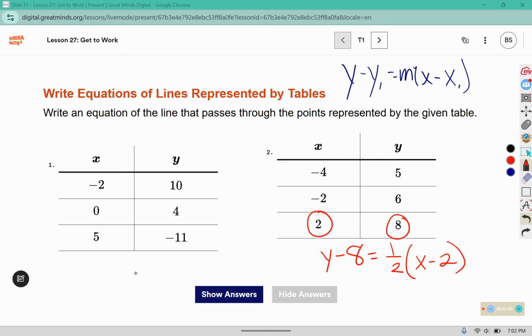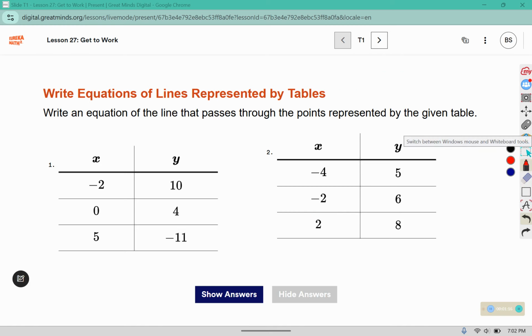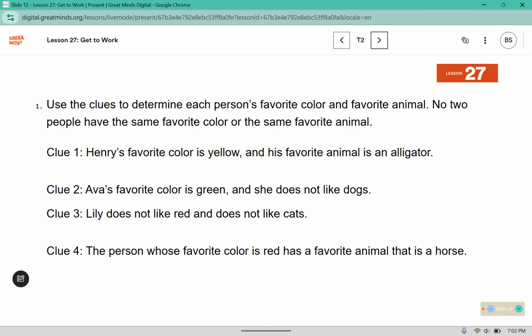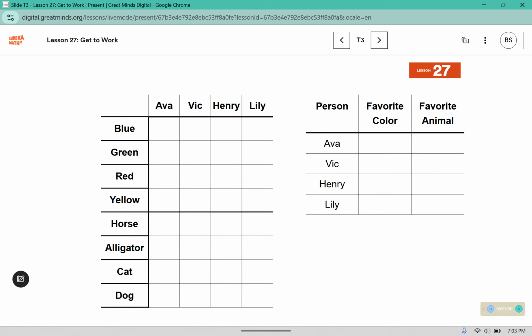You can do the same type of thing for problem 1. Number 1, use the clues to determine each person's favorite color and favorite animal. No two people have the same favorite color or the same favorite animal. You can use the table to help organize your thoughts.